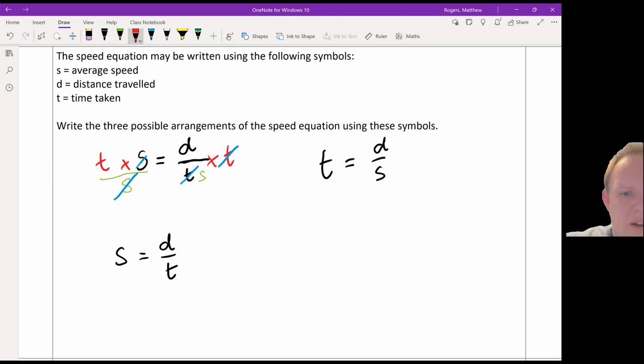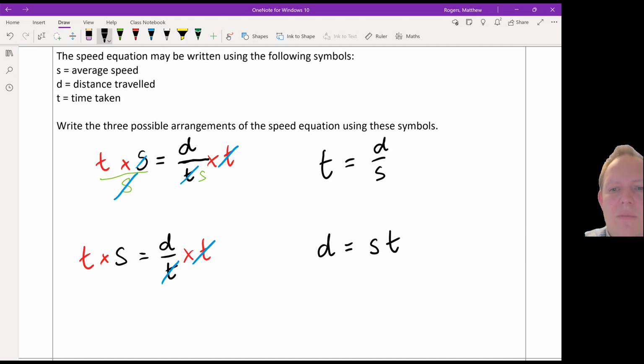To get D on its own, we need to stop it being divided by T. So we're going to multiply by T on this side, and therefore multiply by T on this side. Dividing by T and then multiplying by T means they cancel out. So when we write this with the D, the subject on the left-hand side, we get distance is equal to average speed times time. So those are our three arrangements.